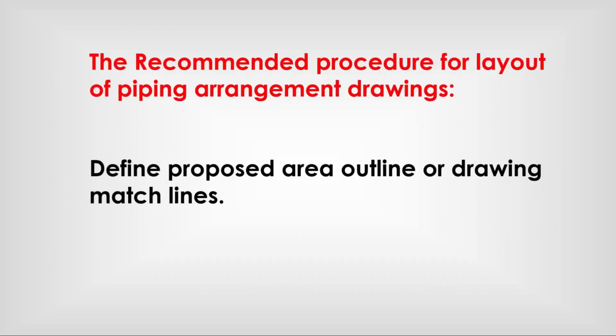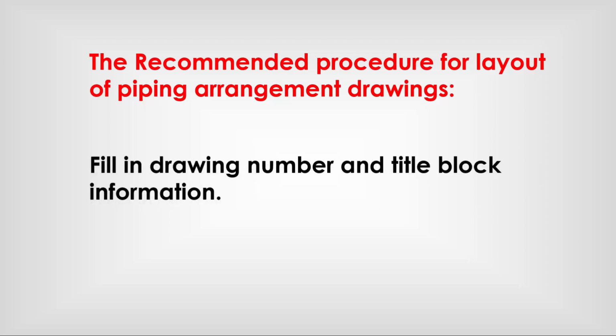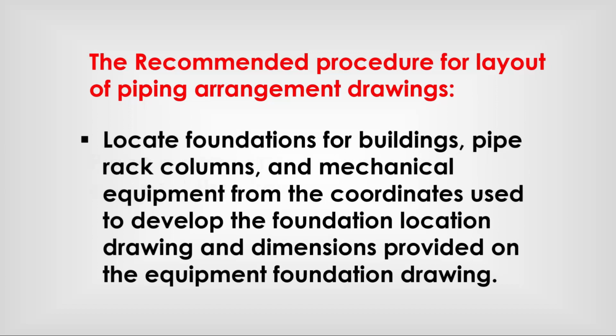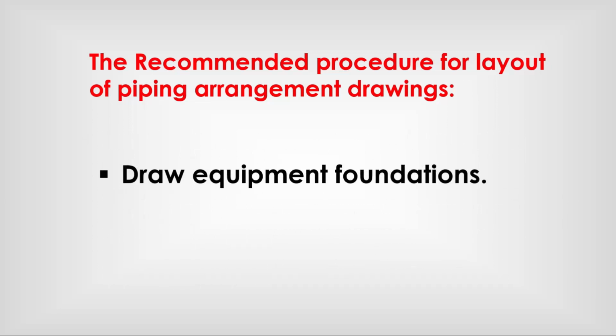The recommended procedure for layout of piping arrangement drawing. Define proposed area outline or drawing match lines. Fill in drawing number and title block information. Place your north arrow in the upper right hand corner of the drawing. Locate foundations for buildings, pipe rack columns, and mechanical equipment from the coordinates used to develop the foundation location drawing and dimensions provided on the equipment foundation drawing. Draw equipment foundation.